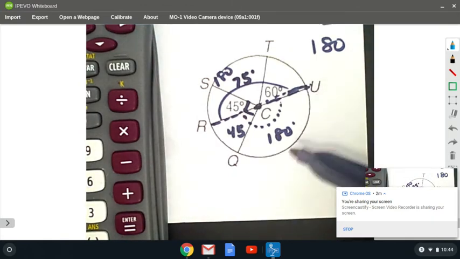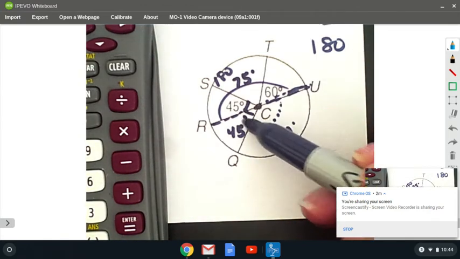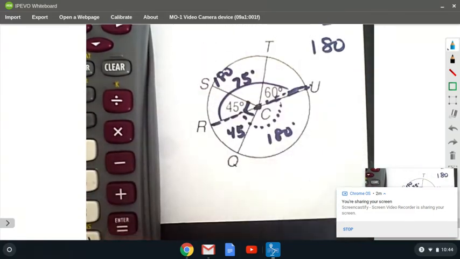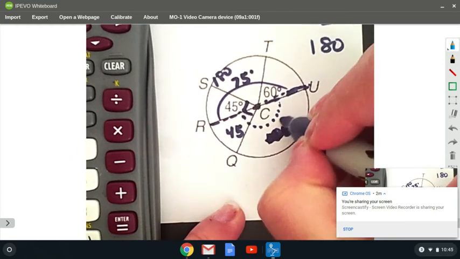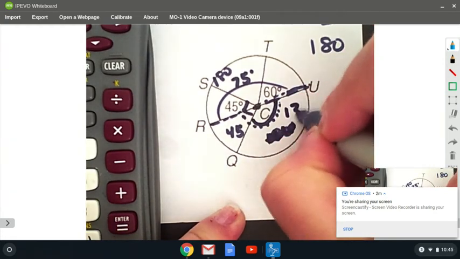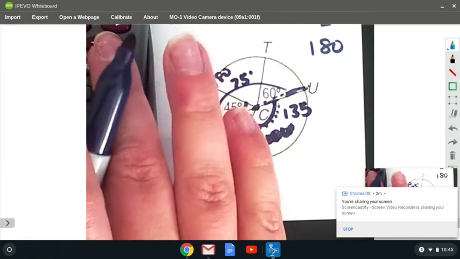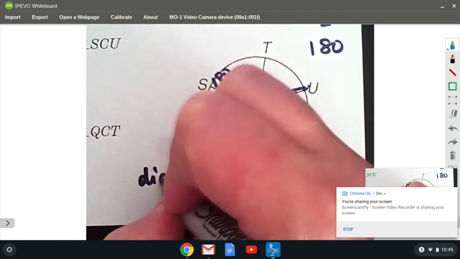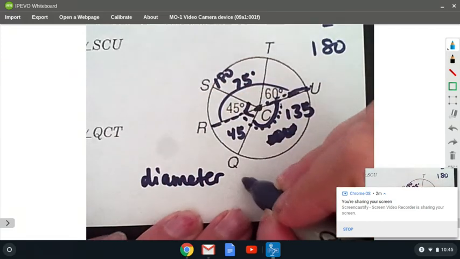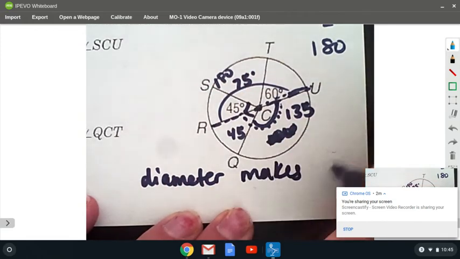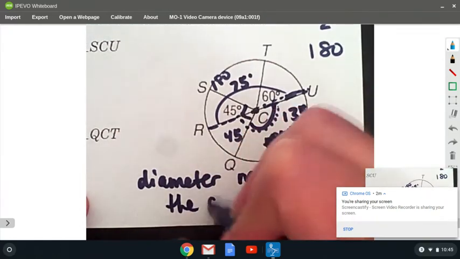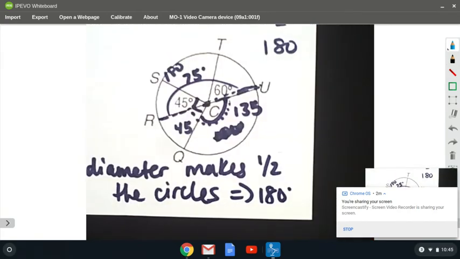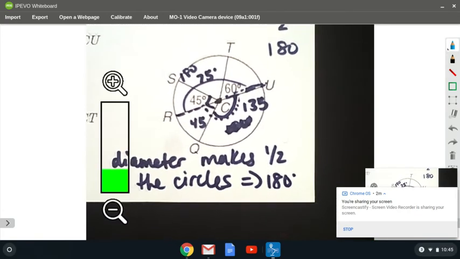I also have here that this is 45, and together with this, it should add to 180. So I do 180 minus 45 to get that this little section here is 135. So that's just a quick way to dissect this. Remember that a diameter makes half the circle, which is 180.